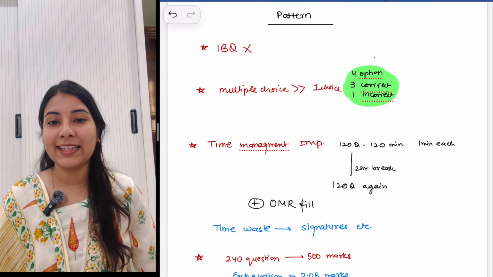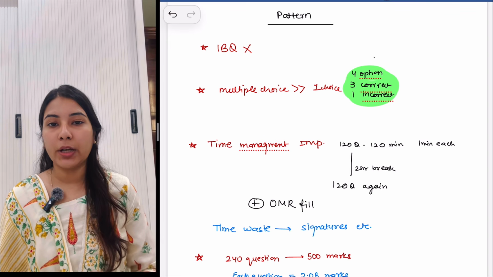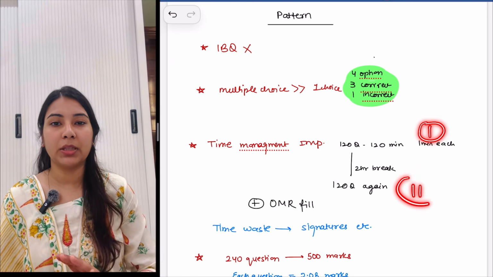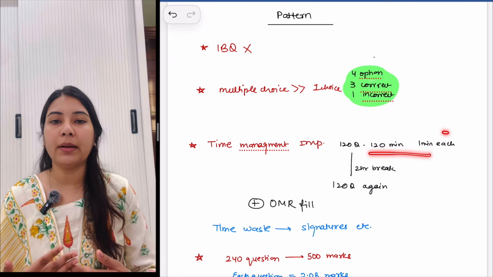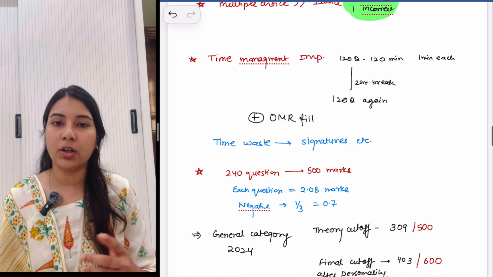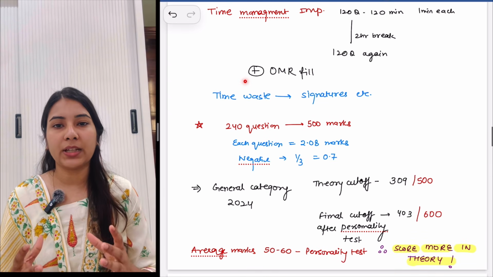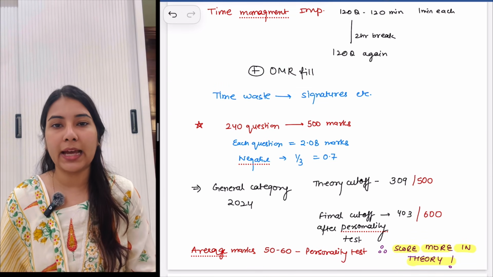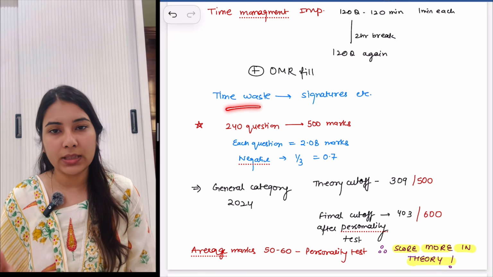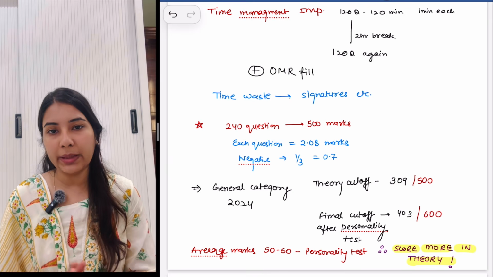Another important thing is time management. You have 120 questions in the first set and you have 120 minutes for it. So you have 1 minute for each question, then you have a 2-hour gap, then another 120 questions and 120 minutes. So basically 1 minute for each question. Also, some of the time goes in filling up the OMR sheet, and in between the people come for signatures and everything. So a little time goes in that also. So you have to manage your time accordingly.